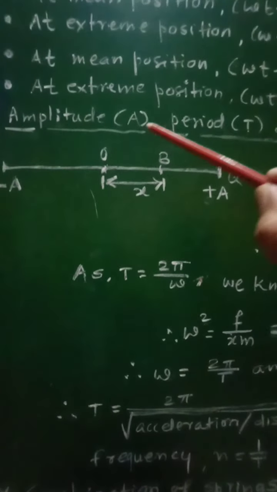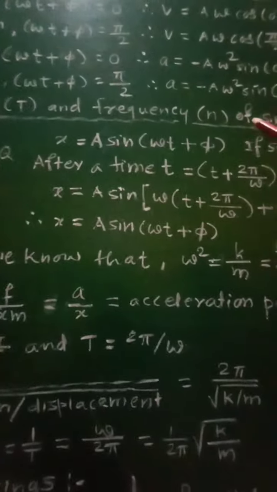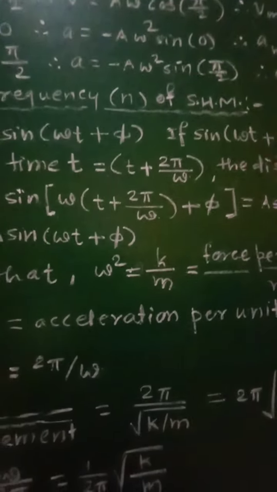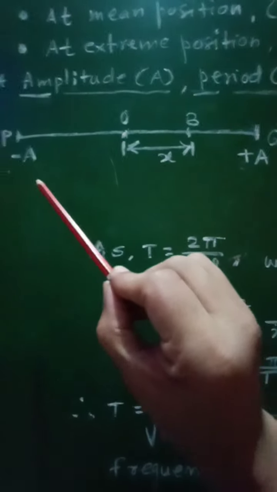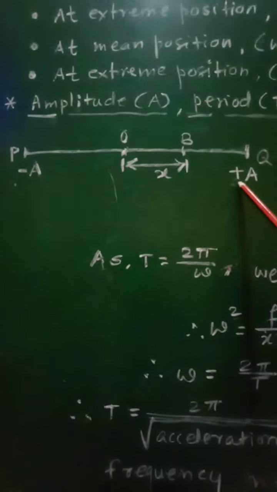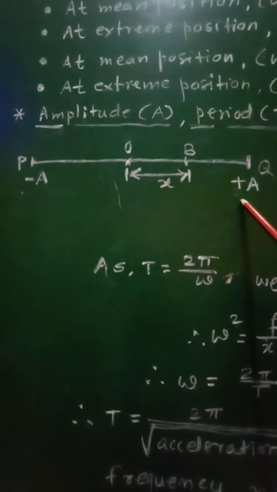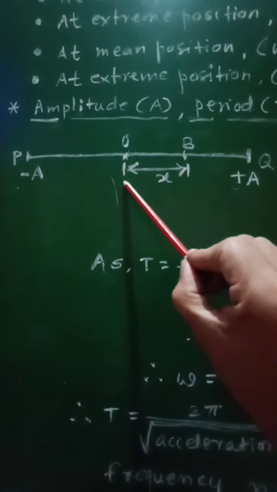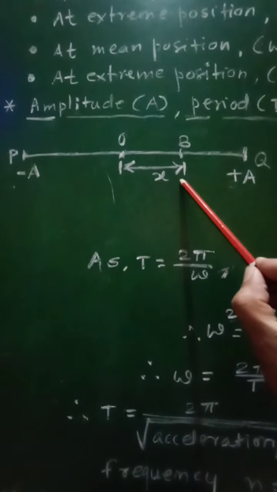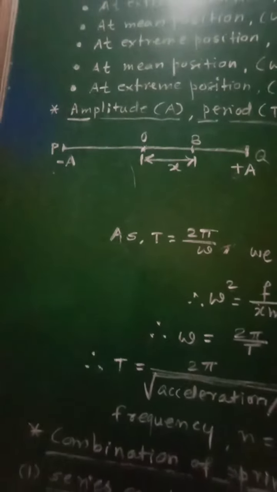And now let us see some of the terms like amplitude A, period T and frequency n of SHM. So we have to study here amplitude, period and frequency. For that purpose we have considered the path of the SHM PQ having extreme values minus a and plus a, that is the amplitude or maximum displacement. O will be the mean position. B is the position at a distance equal to x, that is x will represent displacement.